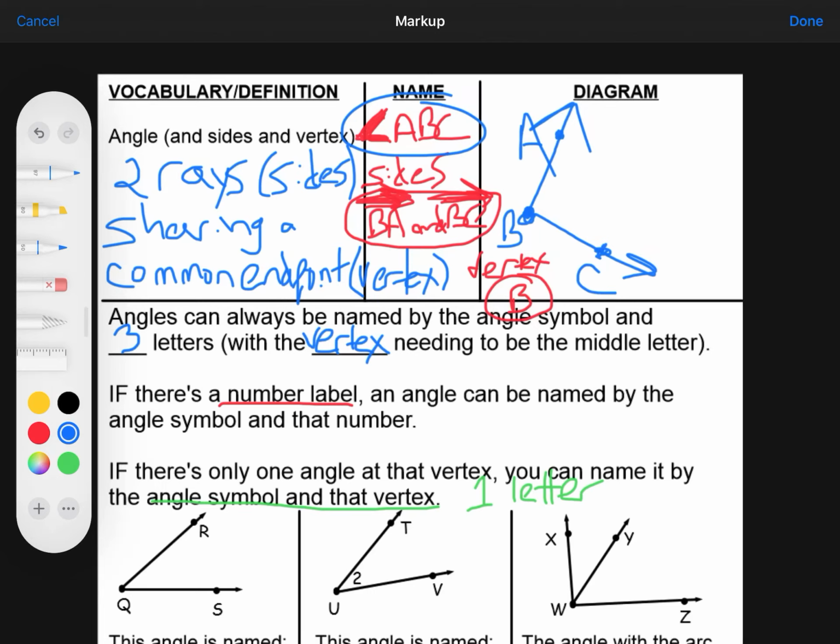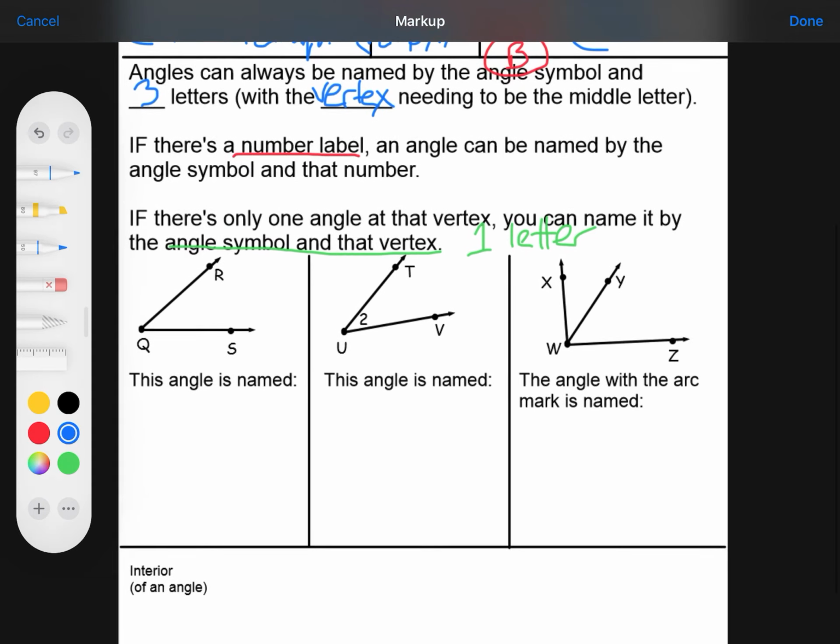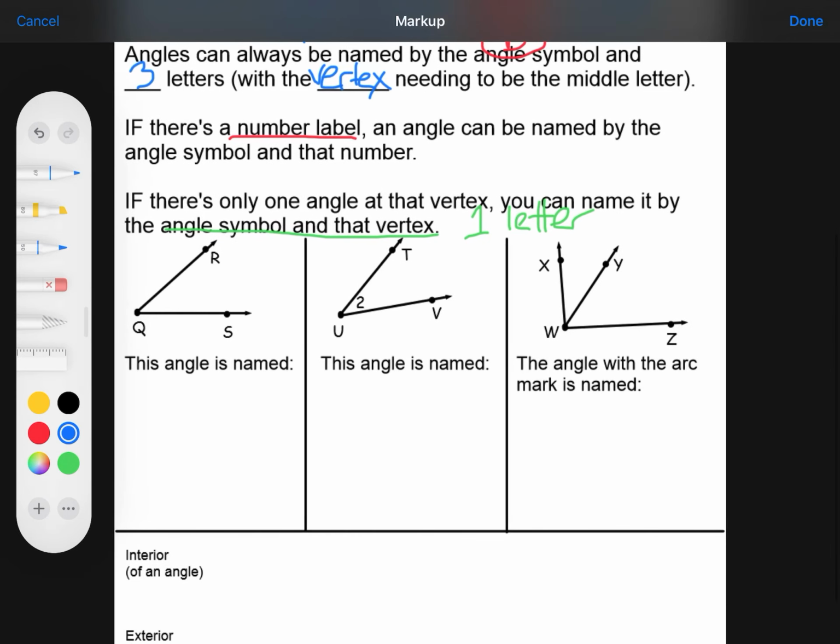Now, just a note on this video. You may want to go back on this video and at times pause right now so you can see the top and middle of the page. But as I scroll here, now I'm more in the middle of the page, and you might have to rewind the video and go back if need be. But we can always name with three letters with the vertex being the middle letter.